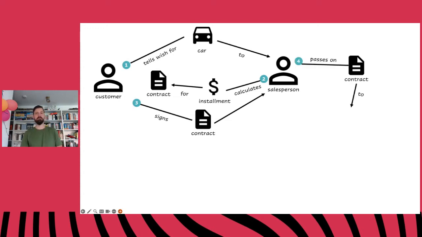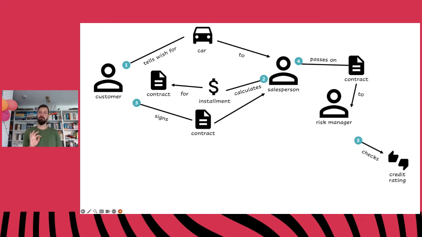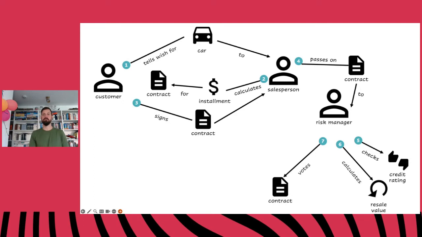And then the salesperson will pass on that contract to the risk manager. The risk manager will check the credit rating, that is the risk of the customer. The risk manager calculates the resale value, that is the risk of the car. And based on the credit rating check and the calculation of the resale value, the risk manager votes the contract. To vote means say, yes, we want to do this contract, or no, the risk is too high for this contract, we can't do it. Let's assume the risk manager votes positively, votes yes, then the salesperson can give the car to the customer.